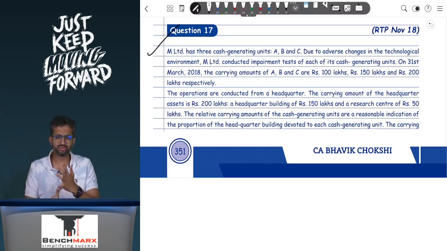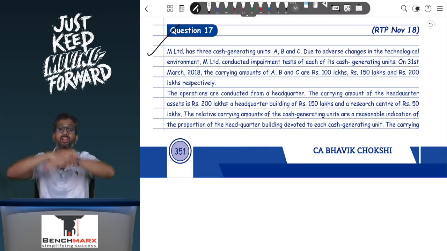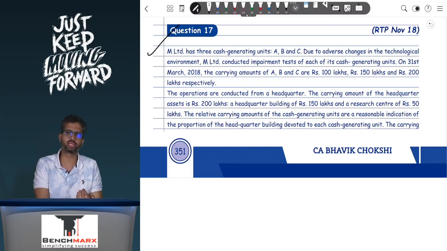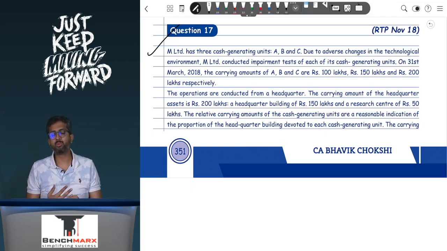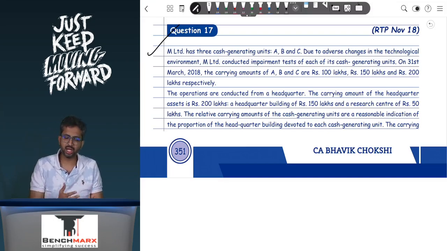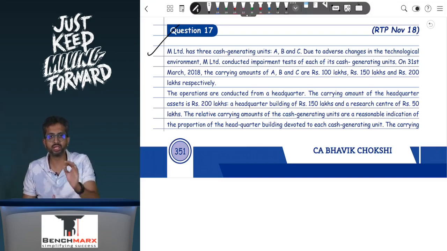Corporate assets are like a research and development center, training centers, etc., which don't generate cash flows themselves, but along with other operating assets, they are capable of generating cash flow. Now, it is again possible that some of these assets are allocable and you will allocate in the ratio of carrying value. However, it is very much possible that you are also given the useful life.